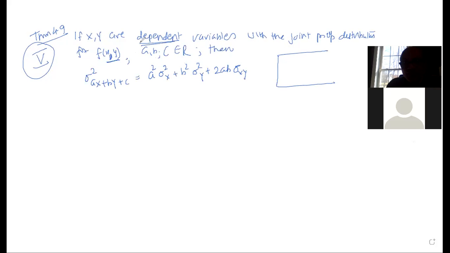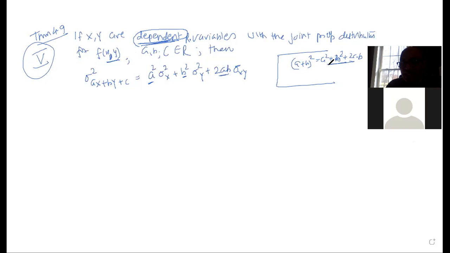Now in the book, this word is not used, but please keep this in mind: x and y are mentioned as variables, but actually they are dependent random variables. In that case, you can say that a plus b whole square equals a square plus b square plus 2ab. Look here, a square plus b square plus 2ab.